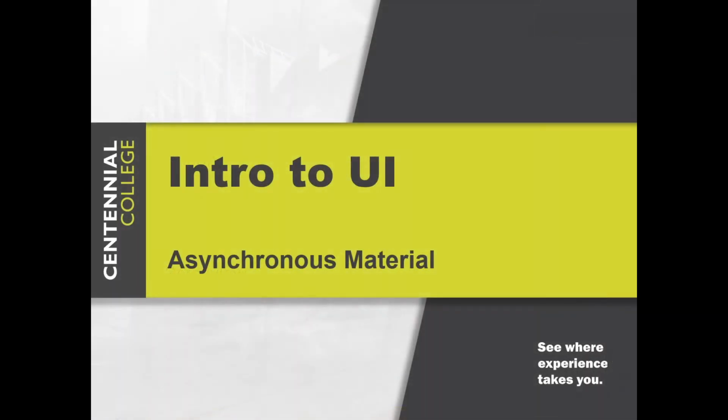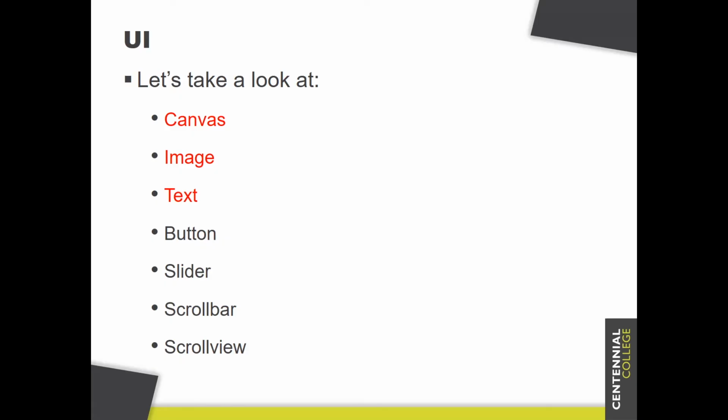Okay, so we've already handled a bunch of the UI. We've already handled the canvas, the image, and text. If you haven't seen that first video, that's where I covered some of the common stuff, like how the canvas works and what a rect transform is. So if you haven't seen that first part, go back and watch it and you'll get an overview of all the common stuff across UI. Today we're going to cover buttons, sliders, scroll bars, and scroll views, and we're not going to go back and cover the things that we already covered. So we're not going to take a look at the common elements.